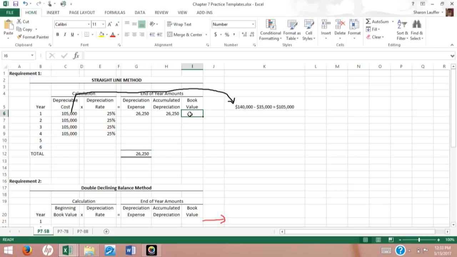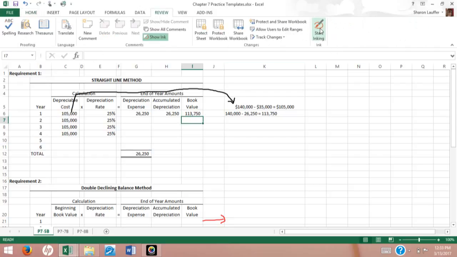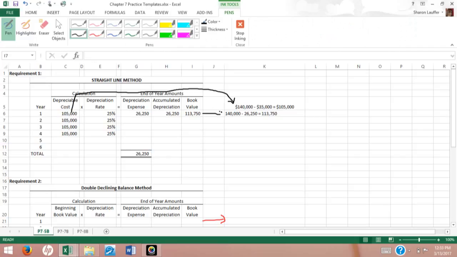And your book value is defined as your cost less your accumulated depreciation. So our cost was $140,000. Let me just write this out. $140,000, less the accumulated depreciation that we have so far, which is $26,250. So if we do the math on that, we should come up with $113,750. And that's the amount that goes here. Let me just make a note. That's how I got that.